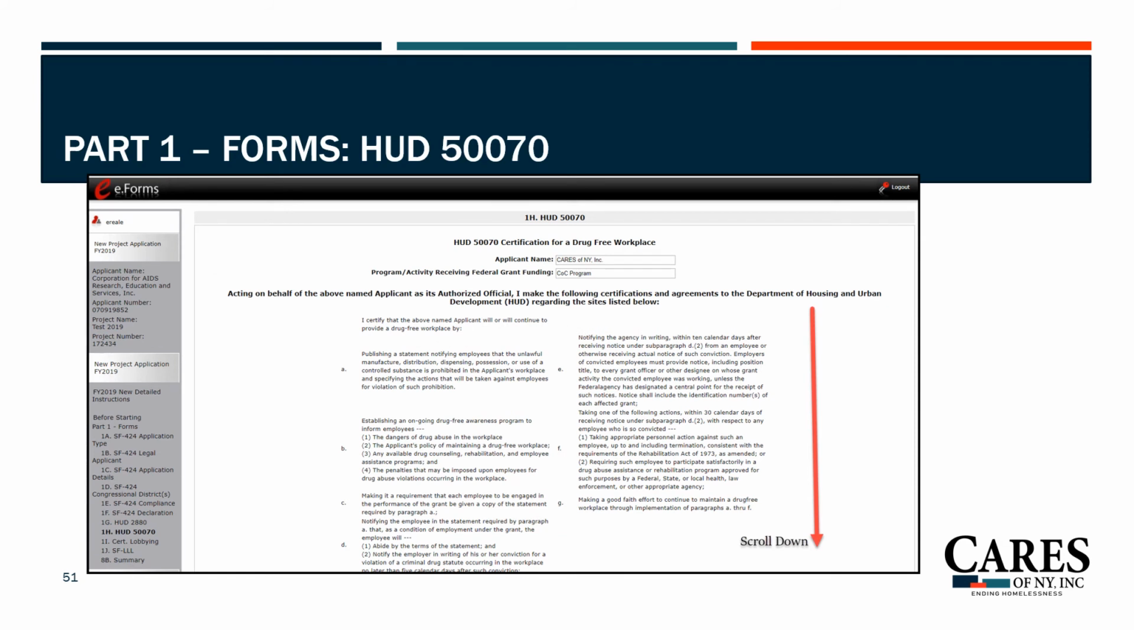The HUD 50070 form. The fields throughout this form will either pre-populate information, if your organization received COC program funding before, or if you have never received COC program funding before, then you will need to fill this information in from scratch. Scroll down the page.